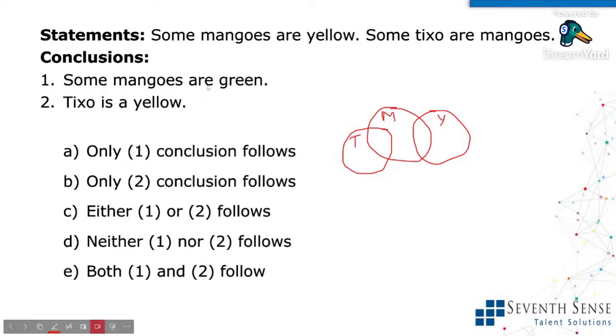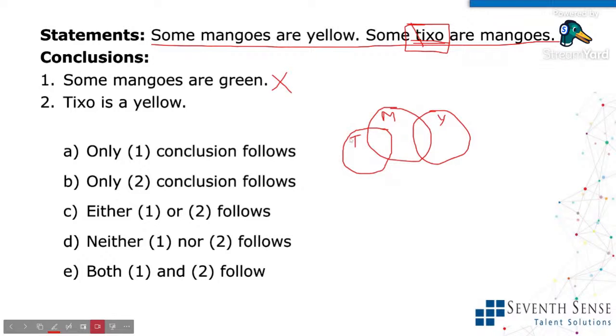See, first one we are having something like some mangoes are green. We haven't used green over here at all. I don't know, this tixo might be of green color, black color, or whatever color it is. Please do not worry about it until and unless it has been specified. There is no specification in the statement, so please don't consider it on your own. Just put a cross. This conclusion is wrong. Then check for the next one.